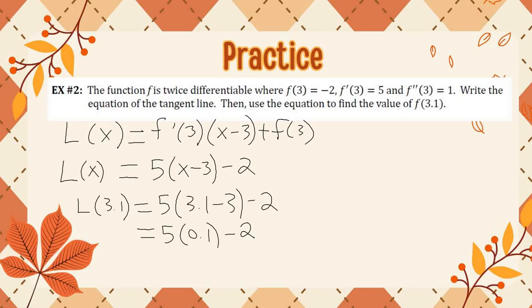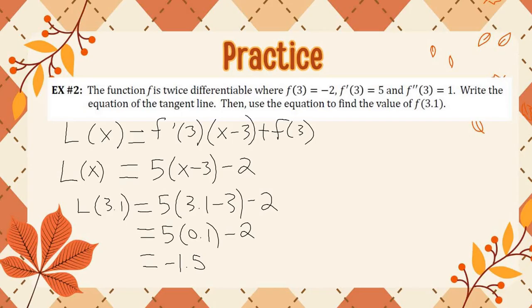Otherwise, how could we rewrite that? Negative 1.5. How do we get negative 1.5? 5 times 0.1 is 0.5. Minus 2. Yep. So we just left it in decimal? That's fine. What is 0.1 also? 1/10, right? So 5 times 1/10 would be 1/2. Minus 2 is negative 3/2. Yeah. Cool.